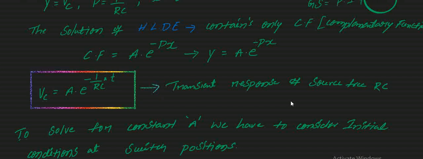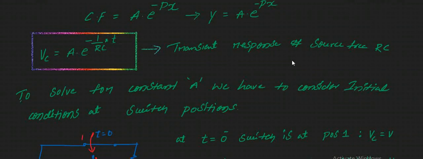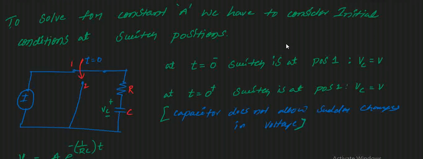And here we have to find this A value. To solve for the constant A, we have to consider the initial conditions at the switch positions. Let us consider this is your switch position. At t equal to 0 minus, the switch is at position 1, and Vc equal to V. At t equal to 0 plus, the switch is at position 2, and Vc is also the same V. This is Vc of 0 minus, and this is Vc of 0 plus. Why? The capacitor does not allow sudden changes in the voltage.